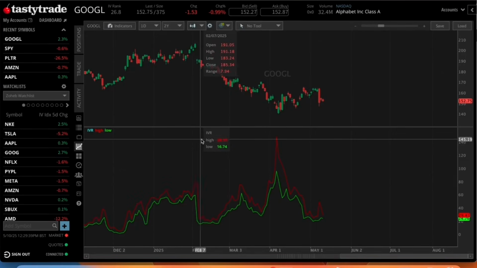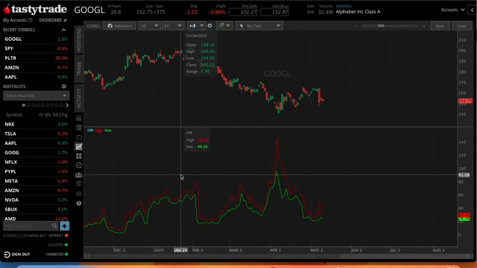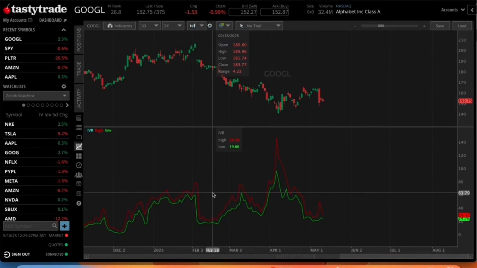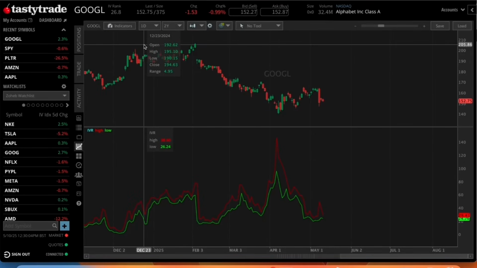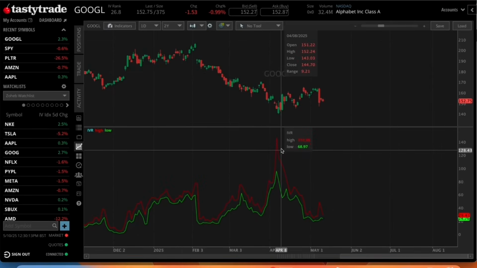Now, going back to IV rank, and if you guys are brand new, implied volatility rank measures the current implied volatility of a stock over the past 52 weeks and then places the current implied volatility against those 52 weeks, and it spits out a number. So in this case, it's 26.8. The current implied volatility compared to the last 52 weeks of Google is sitting at 26.8. And you can see here we've had ridiculous numbers of over 100, and this was the kind of tariff situation.